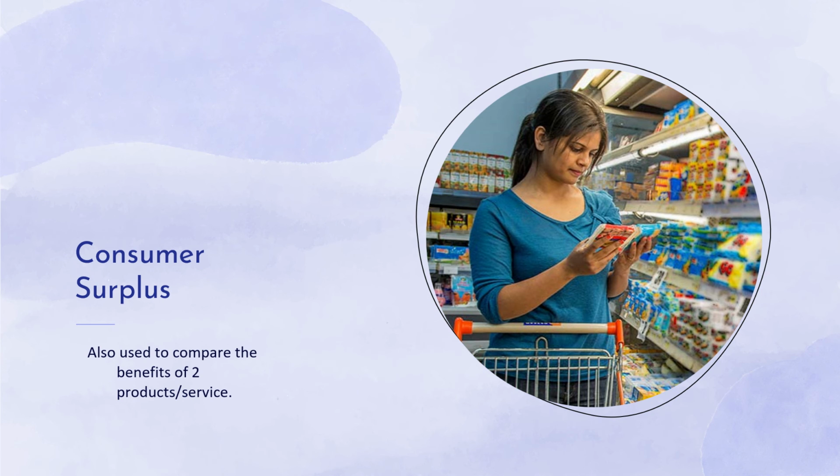Consumer surplus is also used to compare the benefit of two products or services. For example, this lady is looking at two packets of cheese slices of different brands. She might be willing to pay the same for both, but the equilibrium price for each might be different. She gets more consumer surplus from purchasing the cheaper one, because she is willing to pay more than the equilibrium price of that cheese brand.